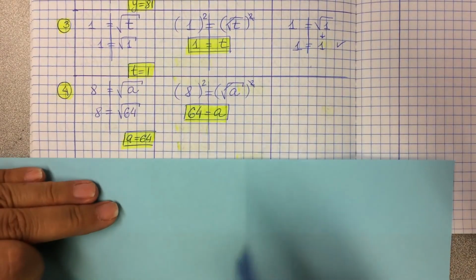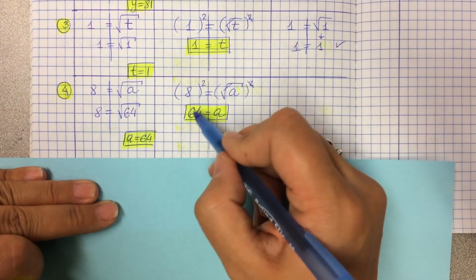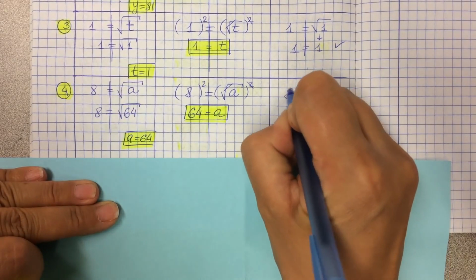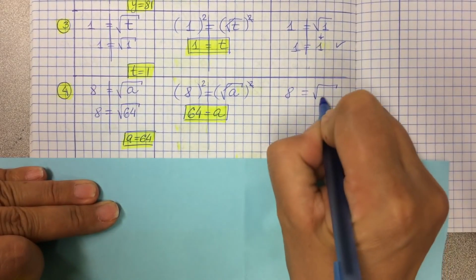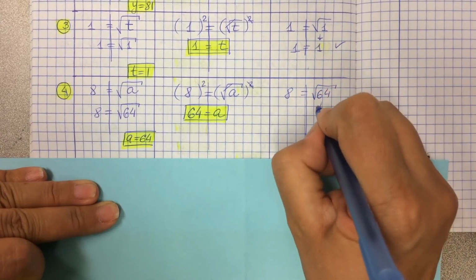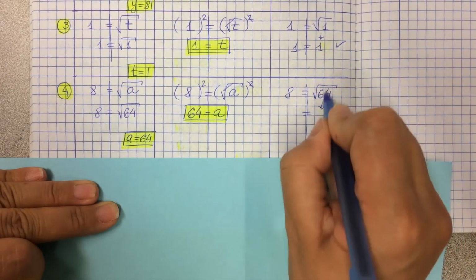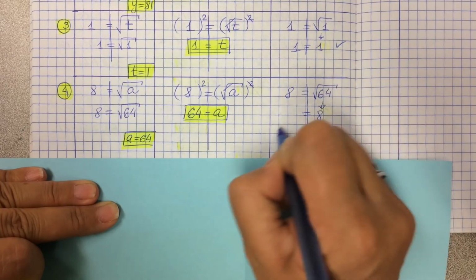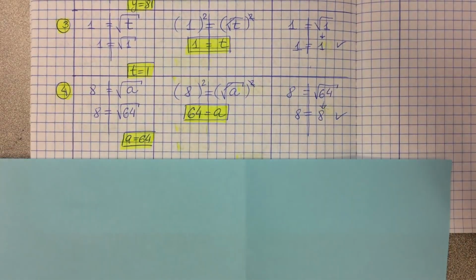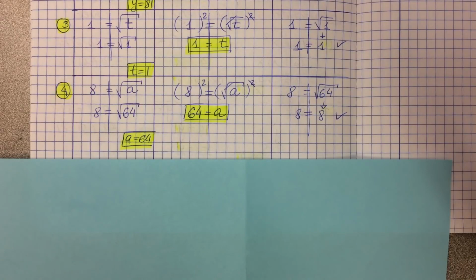To check, we use the value of 64 in the original equation, which was 8 equals square root of a, and now I can use 64 to simplify. Square root of 64 is 8, which is 8 on the left and right side, meaning that our solution makes a true statement for the original equation.